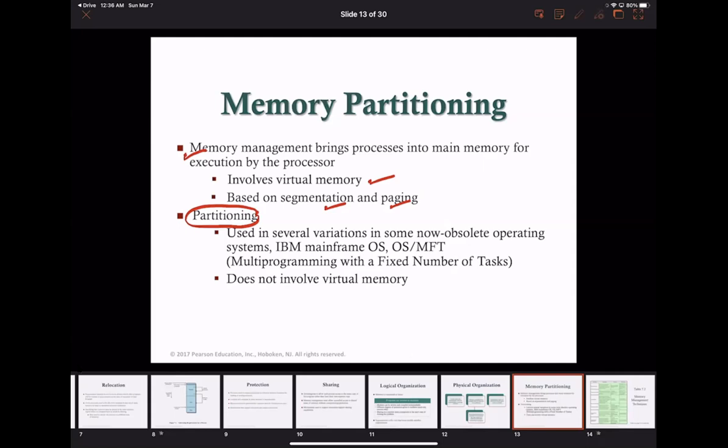As I said, we're going to assume that we don't have virtual memory. So we're going to talk about partitioning, and we can even address paging and segmentation without virtual memory involvement. And then we will talk about paging and segmentation when virtual memory is involved.